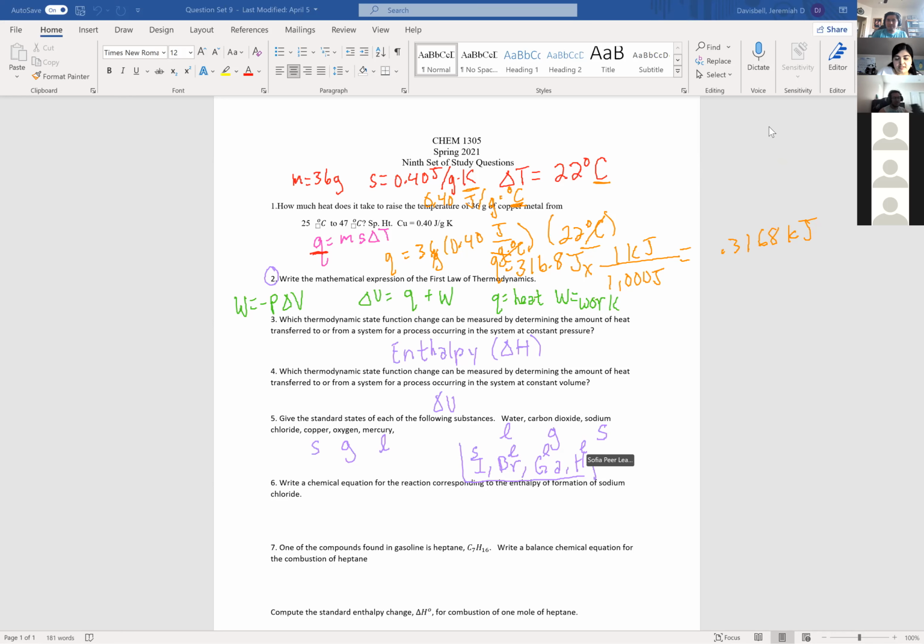Okay, any questions on this? No? Okay, cool. So now let's write the reaction for the enthalpy of formation of sodium chloride. So let's start with, I guess, the easy part. What would be the formula for sodium chloride? NaCl, right? And then if we want the formula for the enthalpy of formation of sodium chloride, is there anything special that we need to keep in mind when we're writing our equation?